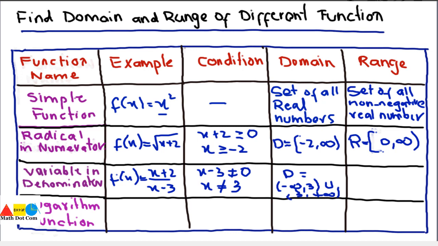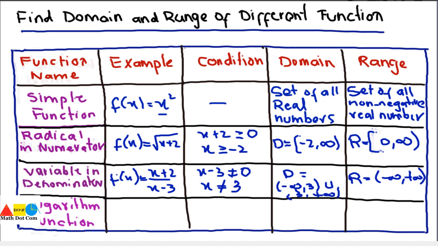Okay, then what will be the range? Range will be the set of all real numbers, as there is no restriction on range, because whatever value of x we put, we will get both negative as well as positive values. So the range will be equal to minus infinity to plus infinity, or you can say the set of all real numbers.